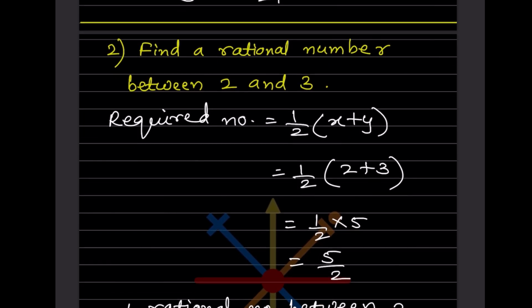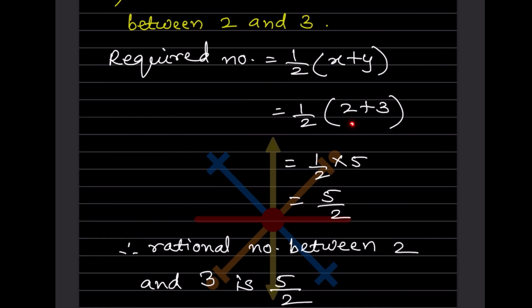Now let us see this one. It is the same thing, the numbers are different, 2 and 3. This formula is important, that is half of x plus y. This is x and this is y. So this is very easy. This will be 5, so that will be 5 by 2. The same thing you will write here.